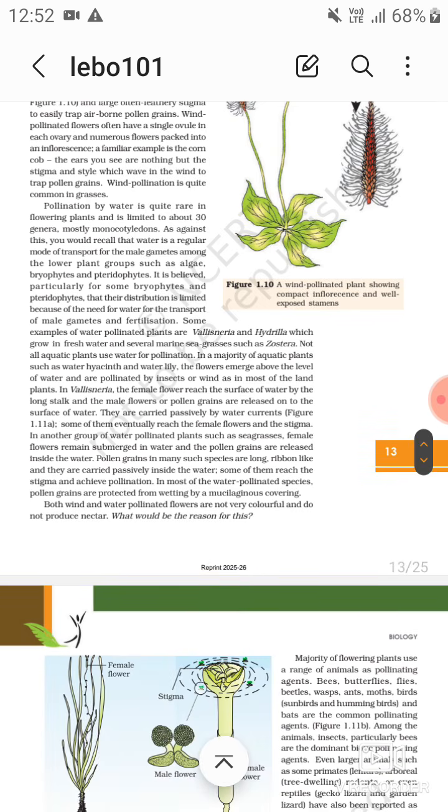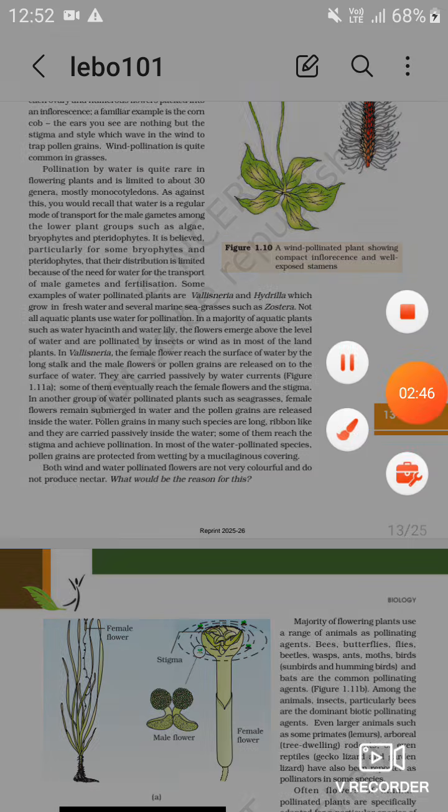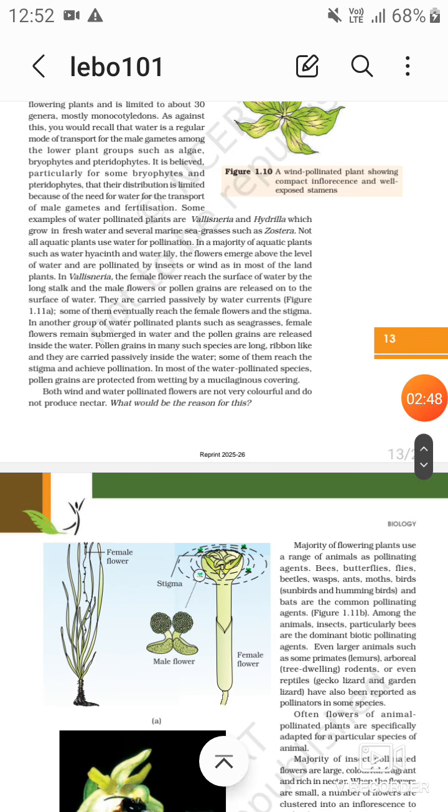Now, pollination by water. Some examples of water pollinated plants are Vallisneria and Hydrilla, which grow in fresh water. Several marine seagrasses such as Zostera are also water pollinated. Now, an important fact: not all aquatic plants use water for pollination.